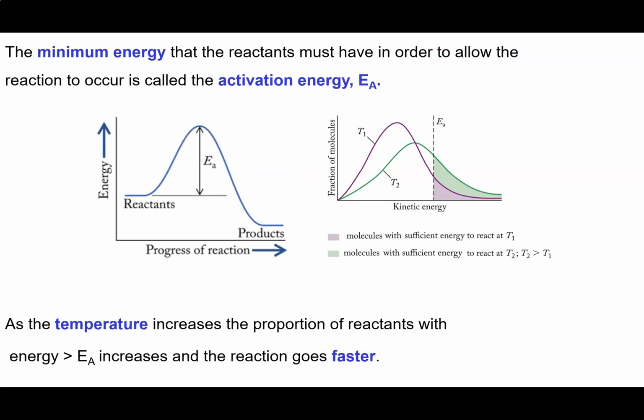So the minimum energy that the reactants must have in order for the reaction to occur is called the activation energy. We talked about this earlier. The reactants have to get over this sort of hump on their pathway towards the products. If I increase the temperature of my reactants, my activation energy doesn't change, but I increase the proportion of reactants that have energy greater than the activation energy, so my reaction will go faster.